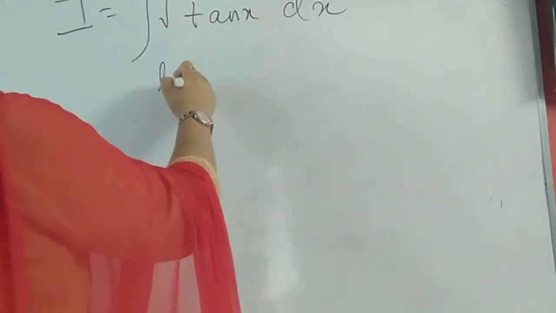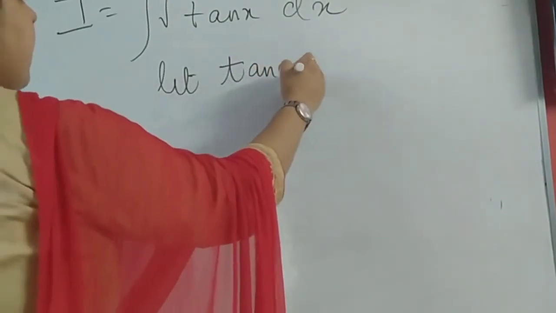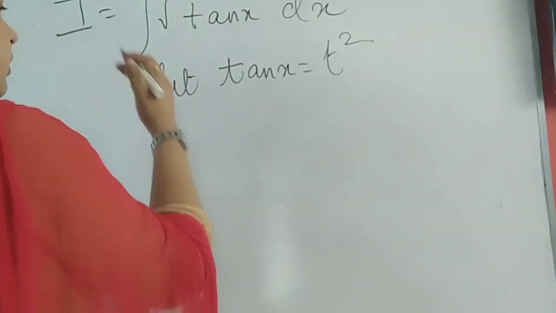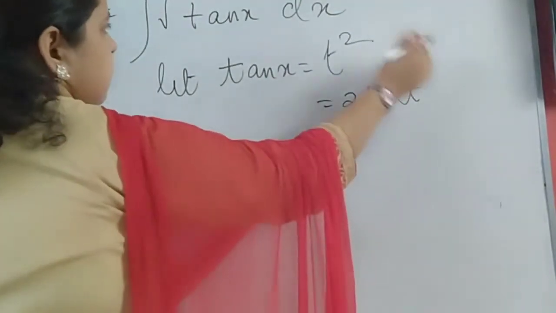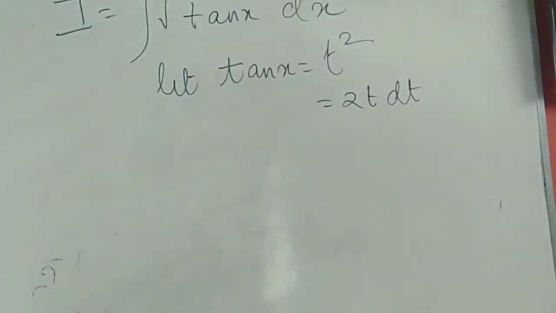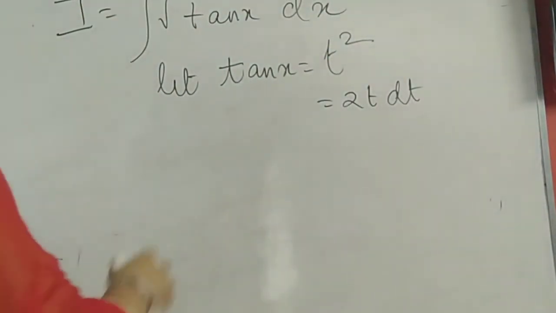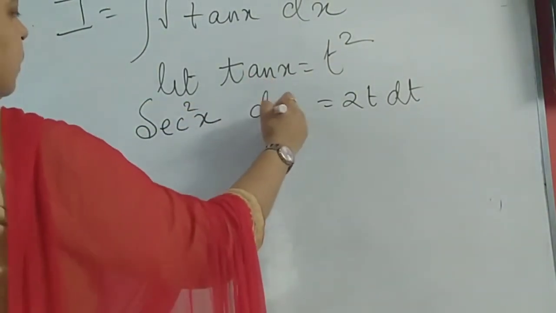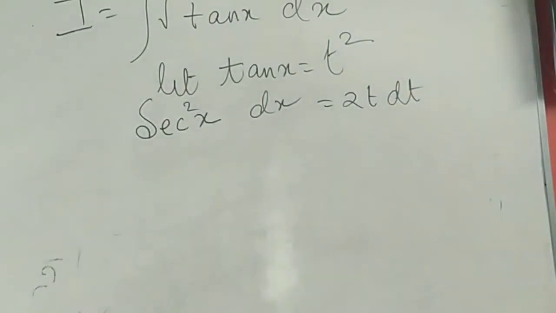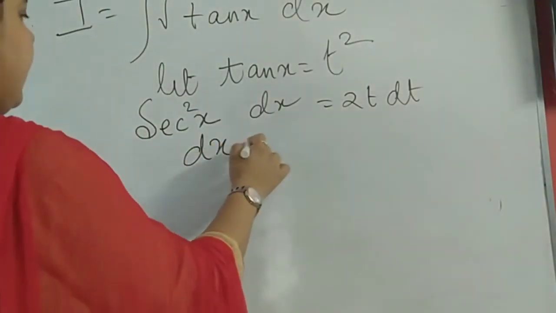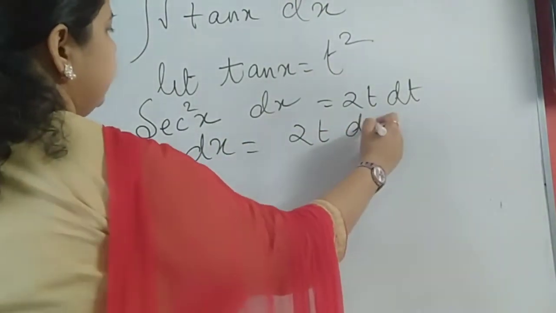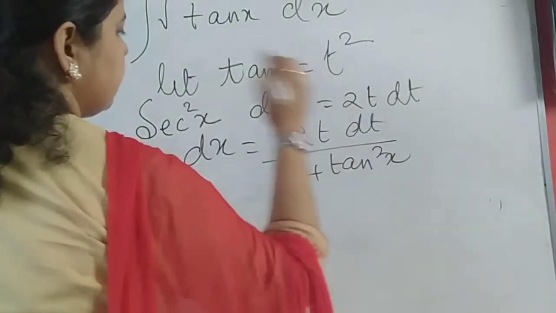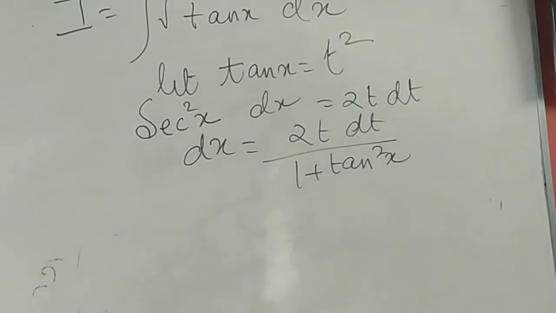Okay. So let us substitute tan x as t square. Okay, fine. So I am out of it, but not leaving behind the dx part. Differentiating both the sides, that is 2t dt. Correct. Now tan x derivative is secant square x dx. Correct. What is dx? I don't need sec square x, I need only the dx part. So 2t dt. Now here it is 1 plus tan square x. I am converting secant square x as 1 plus tan square x.